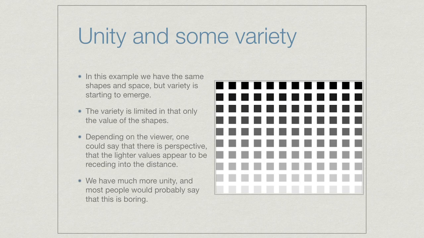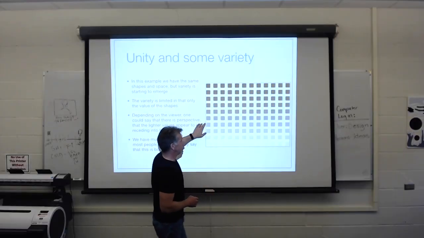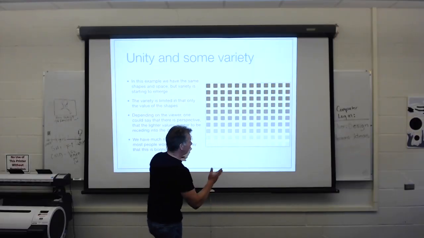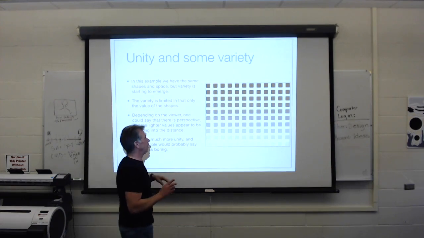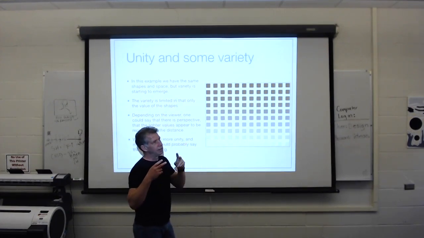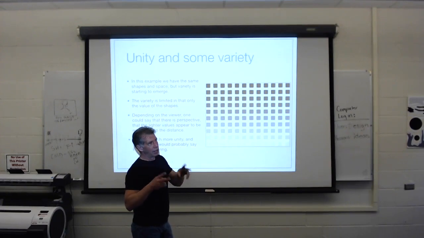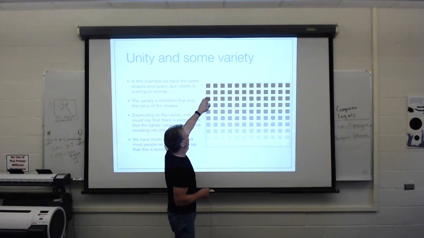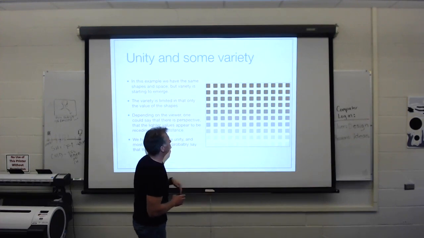So now I added a little bit of variety. Not very much, but enough to start to make it a little bit more interesting. In this example, we have the same shapes in space, but variety is starting to emerge. When we look at it, there's a difference. We still have the same shapes. We still have the same lines. We still have the same composition. Everything is the same. The only thing different is technically the color. I should say the color, but technically it's not color. It's the value that's changing of those black squares.